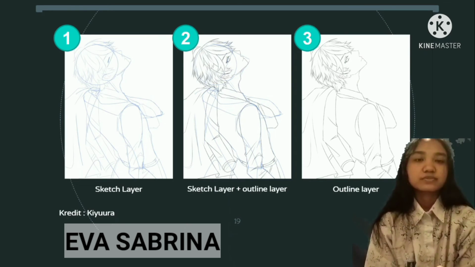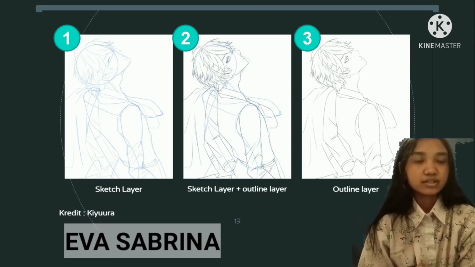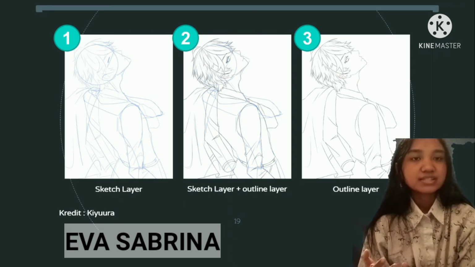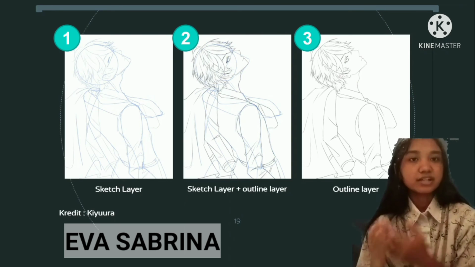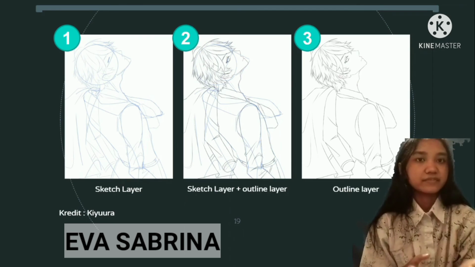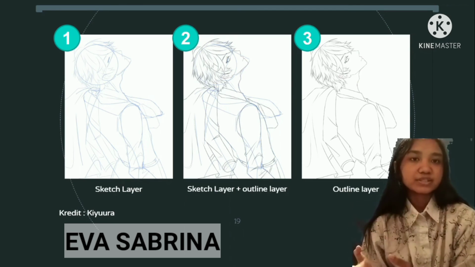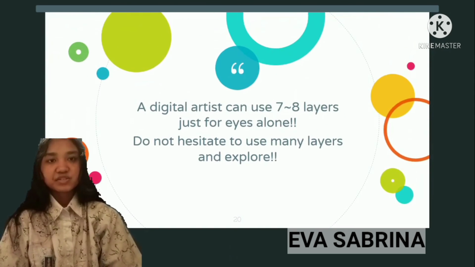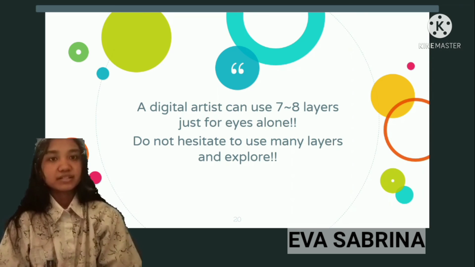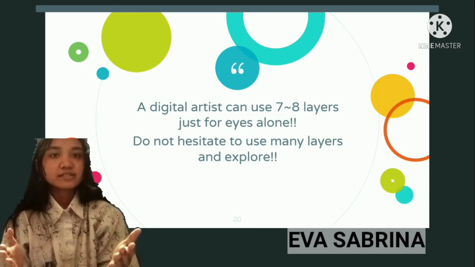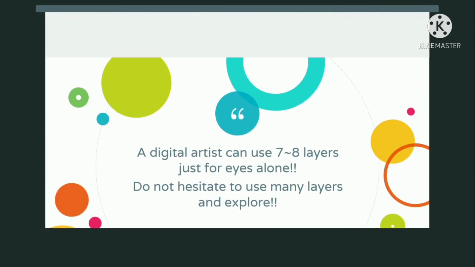Layering can also prevent you from making errors in your drawing. If you don't have the confidence to add something to your drawing, you can just add one new layer. Start with it, and if it ends up good, then good job. But if it ends up horrible, you can just delete the layer and it's gone. Some artists actually use 7 to 8 layers for character eyes alone. So just explore as much as you can and use it.